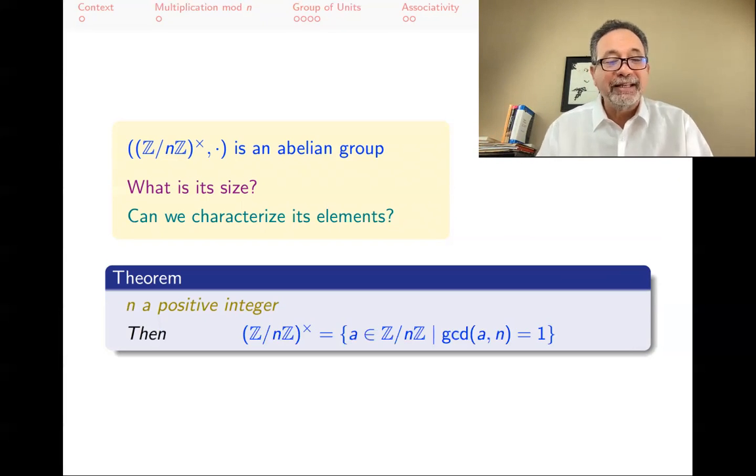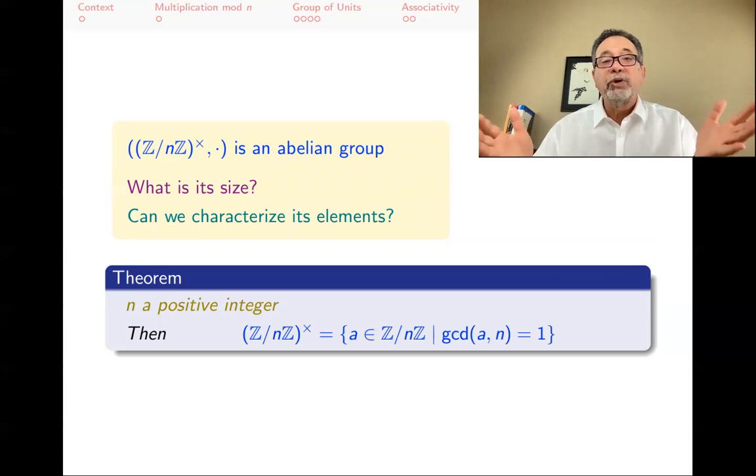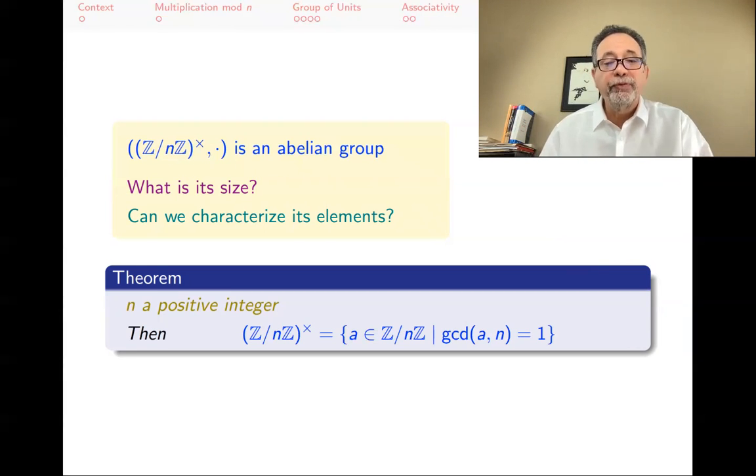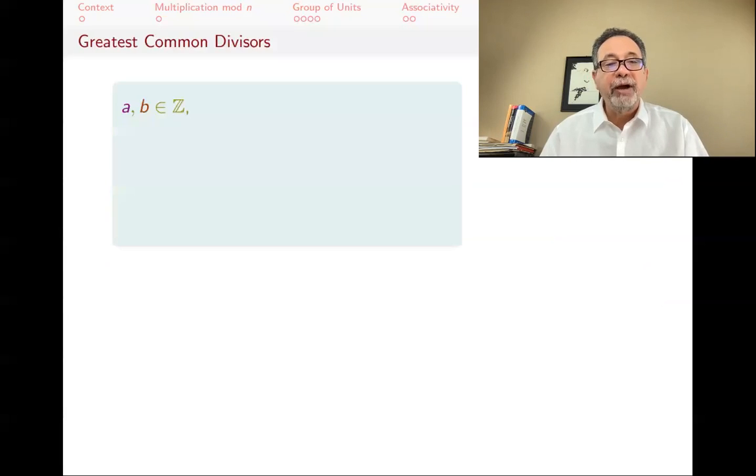The theorem is this. It says that the group of units is actually all those numbers between 0 and n minus 1 that are relatively prime to n. And that's what I want to prove. To do that, I want to first remind you about greatest common divisors. I had a whole video on greatest common divisors. If this is new for you, go watch that. If it's not, just follow through.